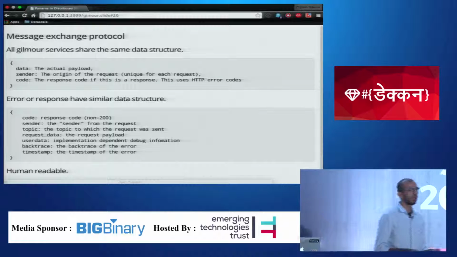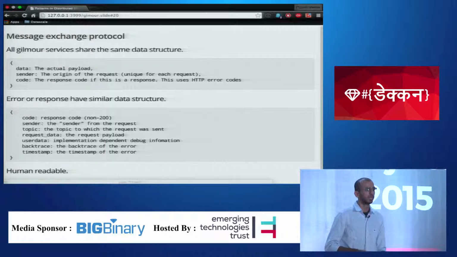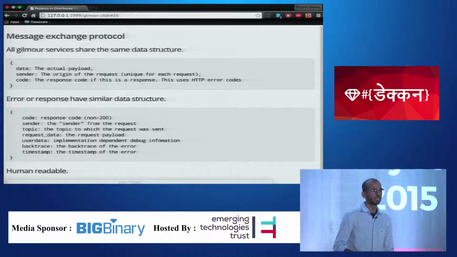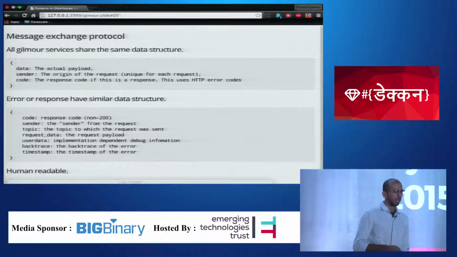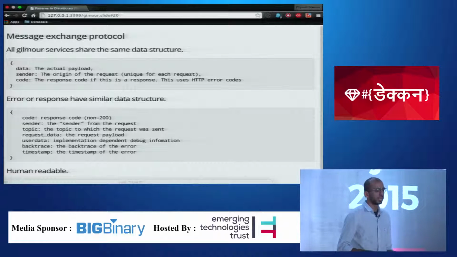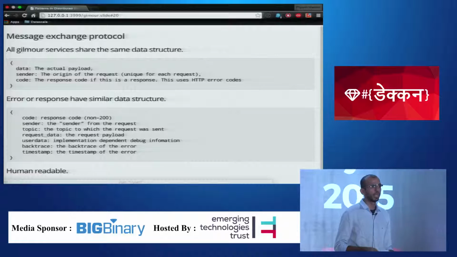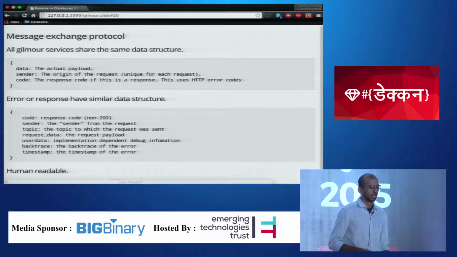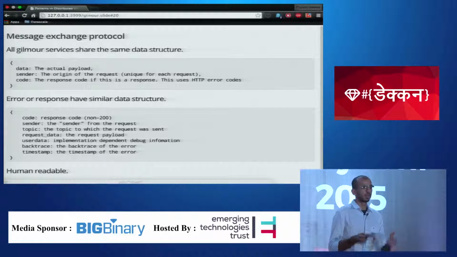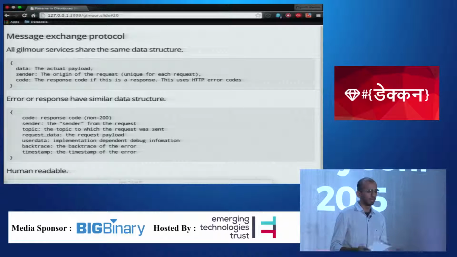Message exchange protocol. Now, since we all agreed on the part that it's best to communicate with plain text as much as possible, we use a consistent data structure for all the request responses. So there's data, there's sender, there's code. It's a simple JSON, human readable, you can read it.